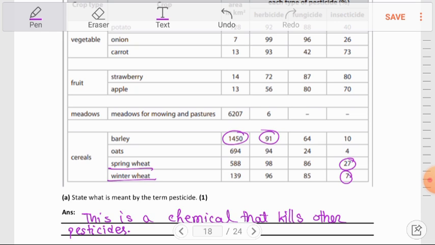Now the reason is insecticides usually kill other insects, and insects are less available in winter season. Also the insects have less food available, so there will be fewer insects reproducing. Therefore the population of the insects would be less for winter. That means we don't need to use that big an amount of insecticide to kill the insects, because the population is already less.